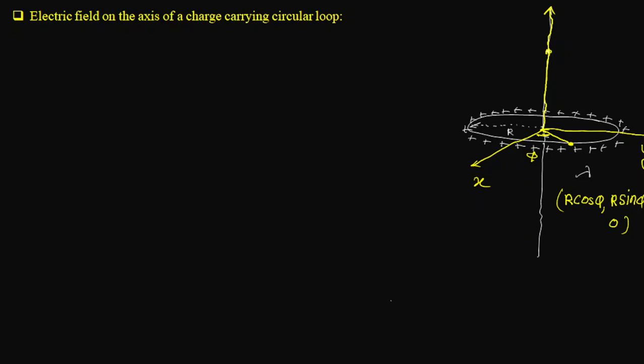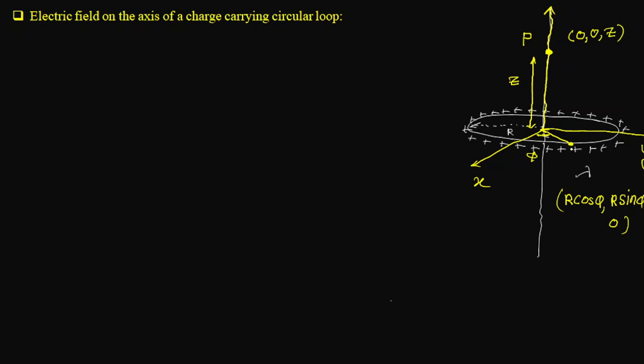So consider another point on the axis of this loop, let's say this point, and let's assume this is point P. And what will be the coordinate of this point? Let's say the distance of this point from the origin is z. So it is on the z axis, so the x coordinate and y coordinate will be 0, and the z coordinate will be z.